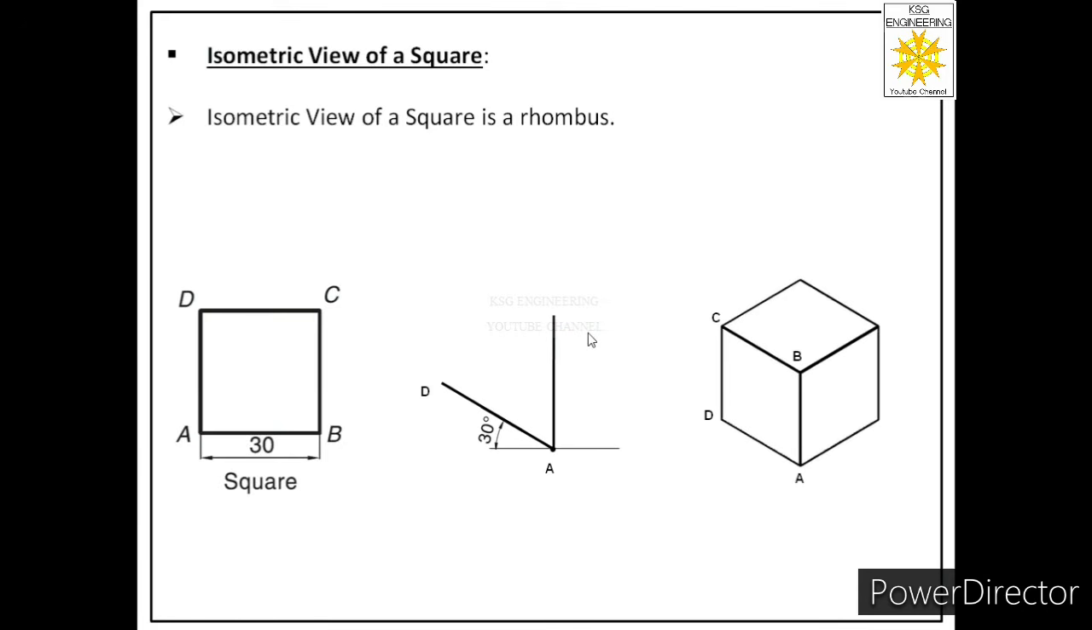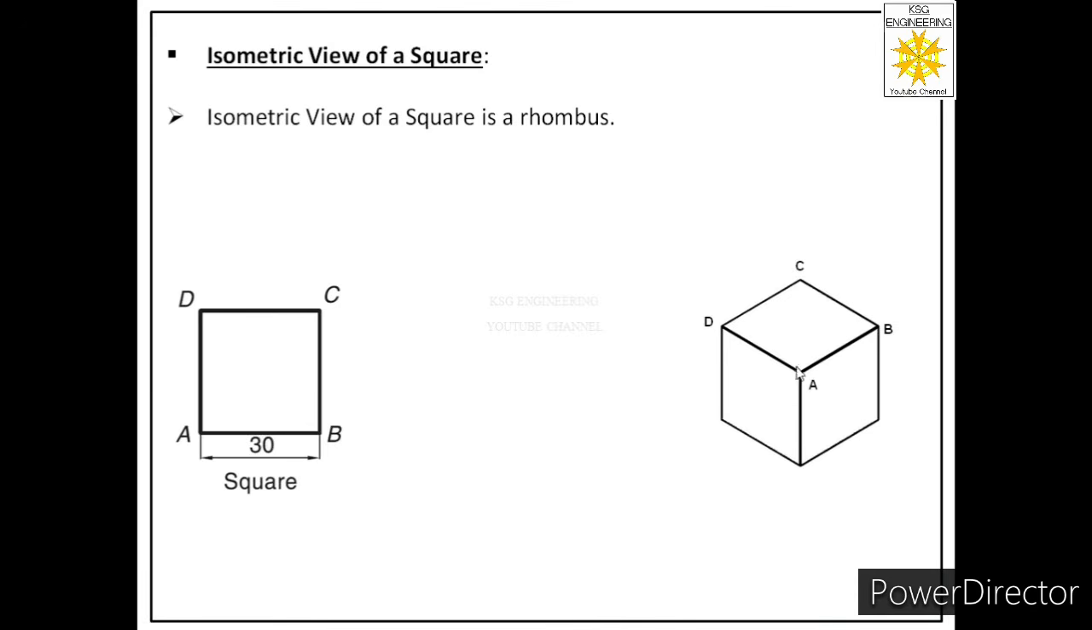And we'll call that point B because on the right side of A we have B, on the left of A we have D. So on the left of A we have drawn D, then on this side we have to draw B. Similarly, from point D we have to sketch a vertical line of 30, then we will call that point C. Then we will connect these two points to get the left isometric view of square, which is again a rhombus. Now we'll learn about top isometric view of a square.